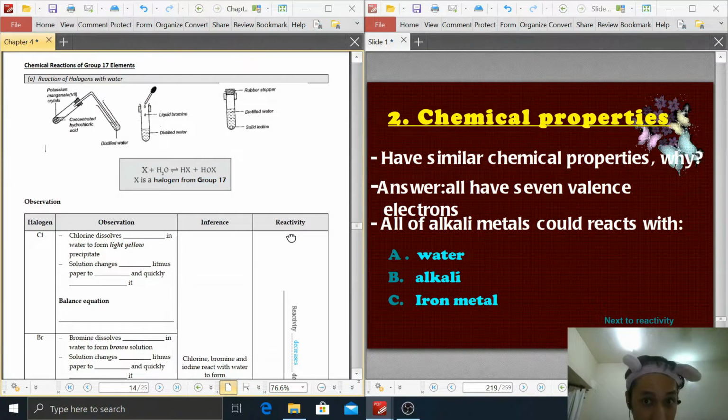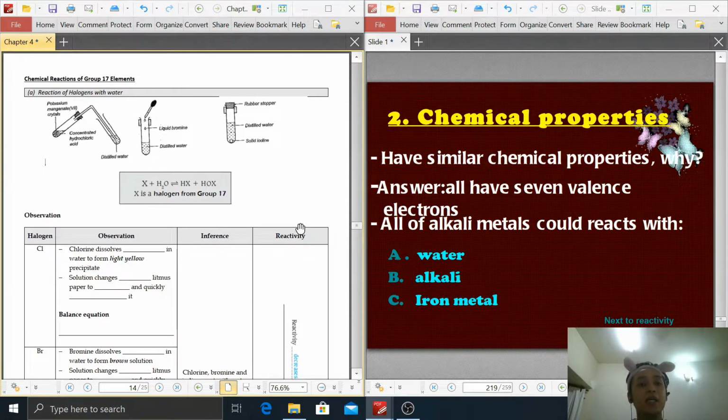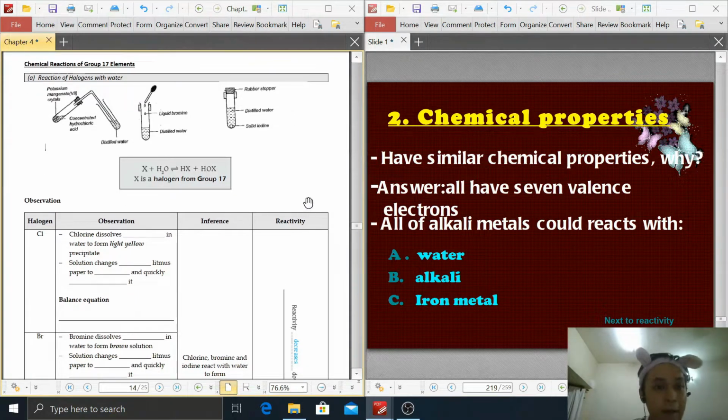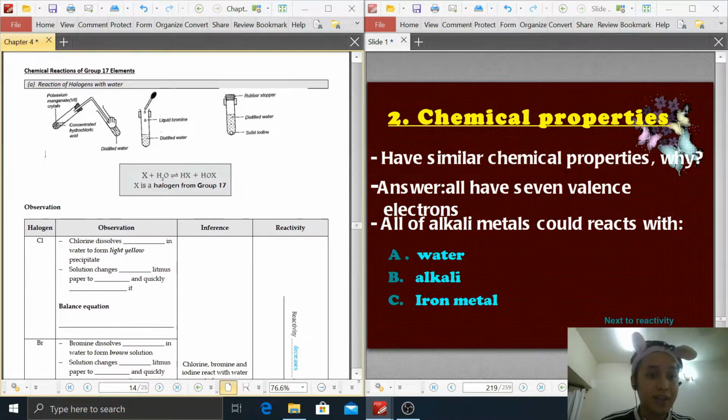Finally we are going to go into the chemical reactions of group 17. Similar to group 1, group 17 elements will also have 3 different chemical reactions. We are going to react them with water, alkali, and also with iron. This one is the experimental setup. You need to be able to draw the experimental setup. It's important that you know the diagram.